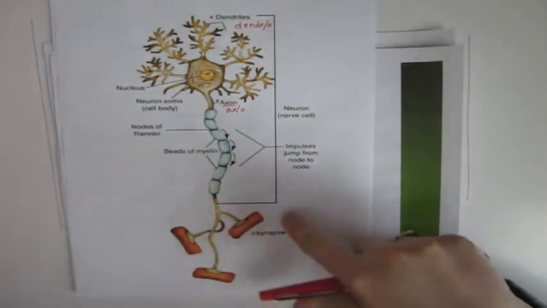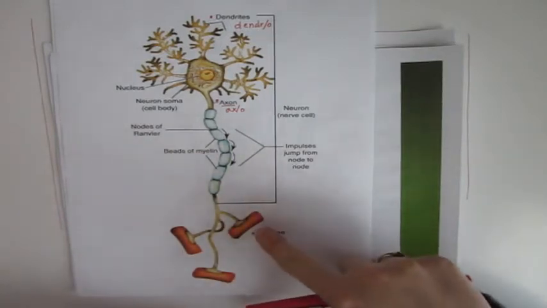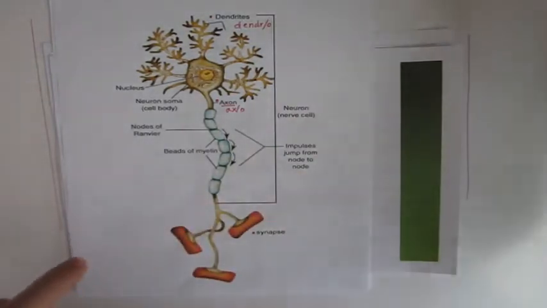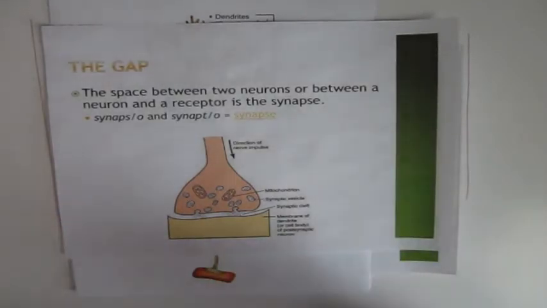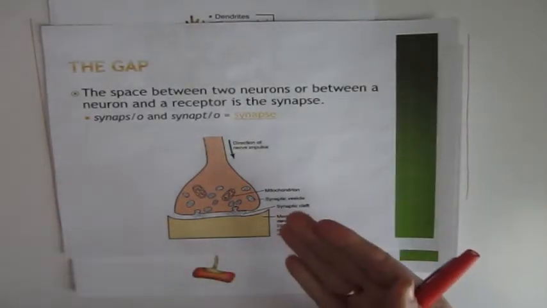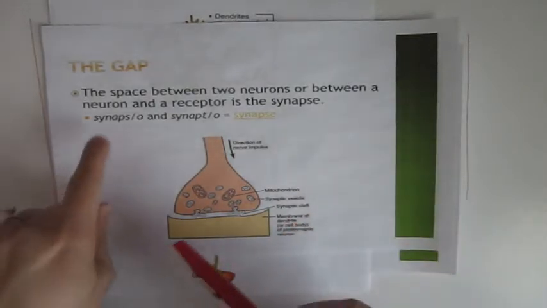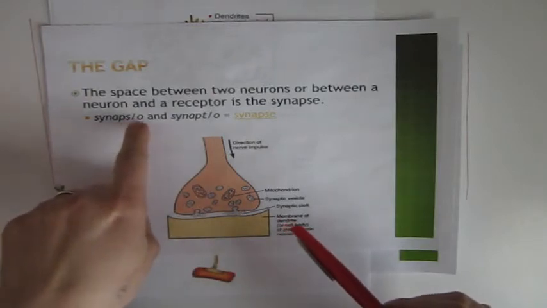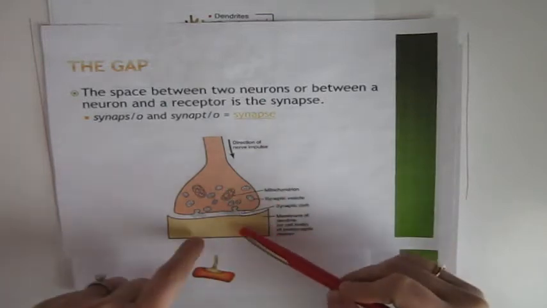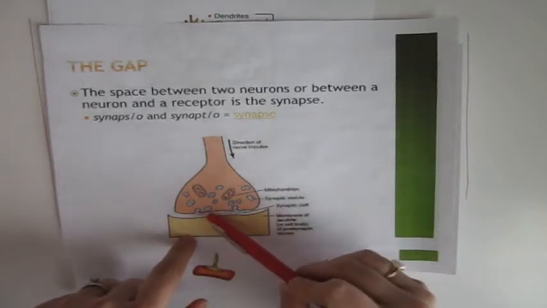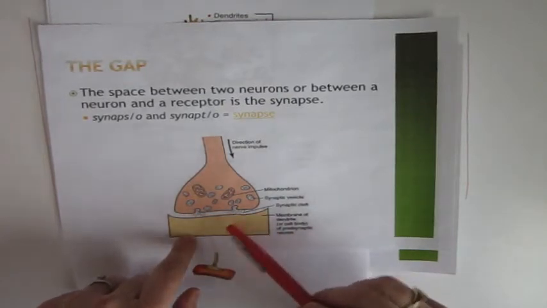Now, as we come down here to the end, the terminal spot, this is where the synapse is. We're just going to blow that up, okay? This area, the gap, is the space between two neurons, or between a neuron and a receptor, and it is called the synapse. The combining form for synapse is synapso or synapto. So this is where the nerve impulse is carried. They don't touch each other. There are chemical messengers that are sent out across from one to the other that tell that next neuron what's happening.